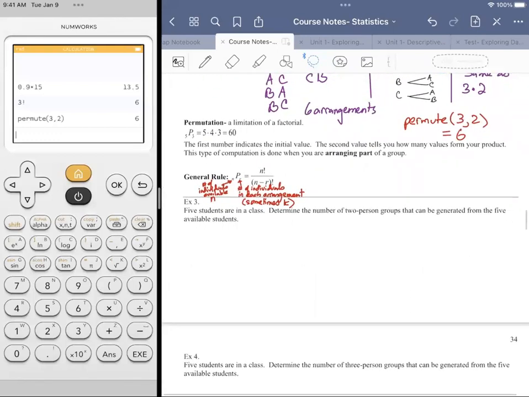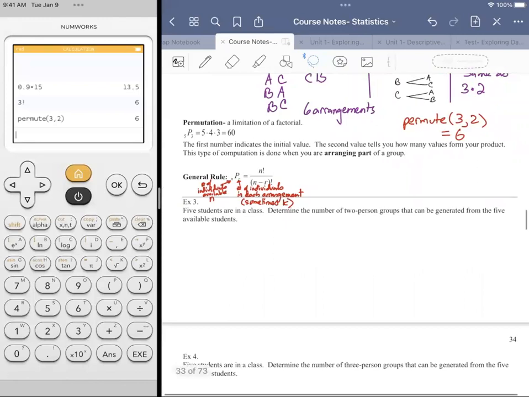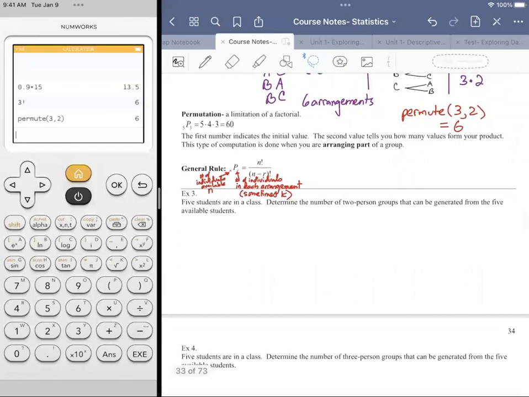All right. Numbers 3 and 4 are all leading up to the combination concept. So 5 students are in a class. Determine the number of 2-person groups that could be generated from the 5 students available. If I say, in a class of only 5 students, which would be a miracle because class sizes are never that small, but I want you to get into groups of 2, which really isn't going to happen because there's going to be one person without a group.